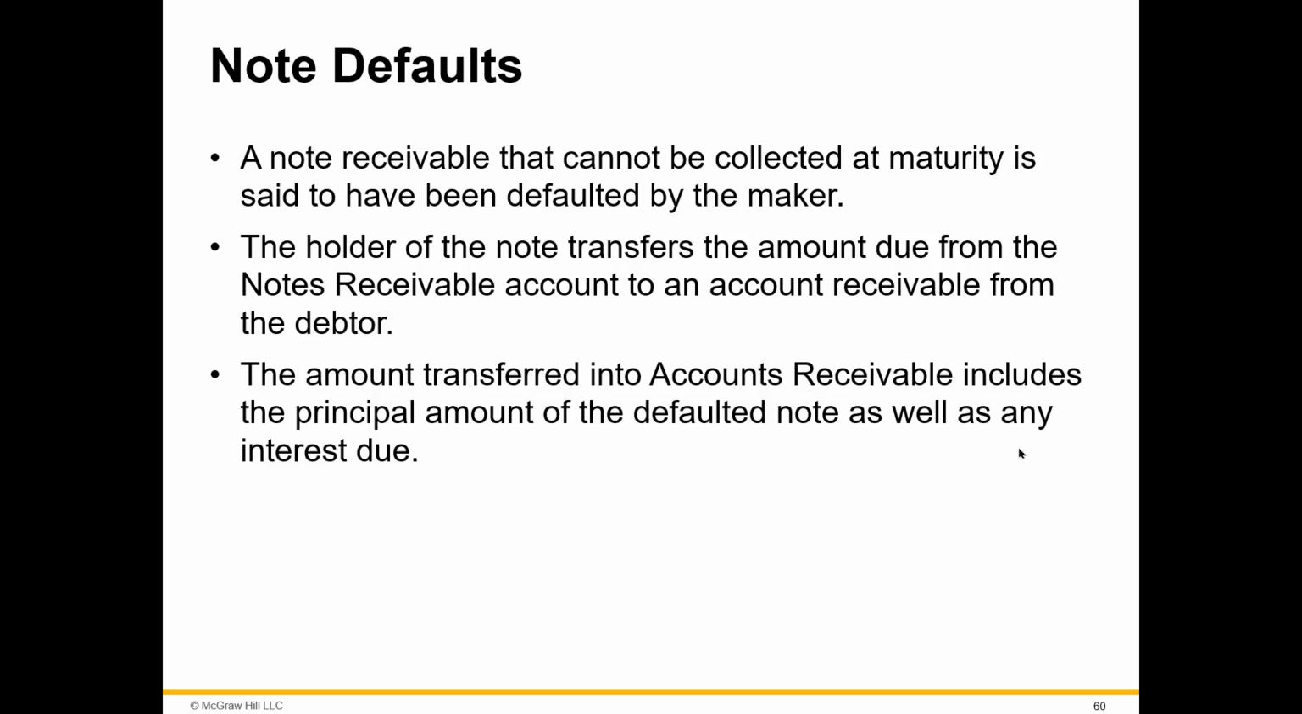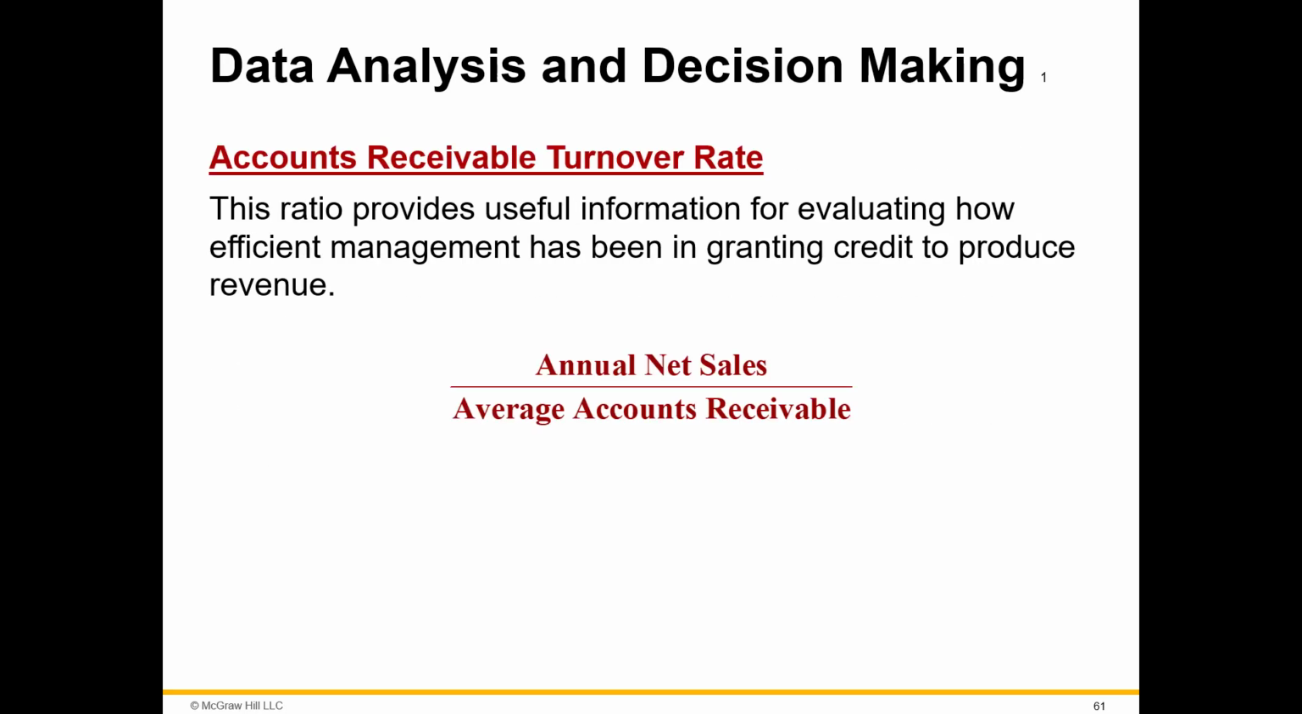All right, if a note receivable defaults, the holder of the note transfers the amount due from the notes receivable account back to an account receivable, and so it transfers back. Now, obviously, that's bad news. We're going to go and bother them and get them to collect, but it's going to move back to accounts receivable because they still owe us.